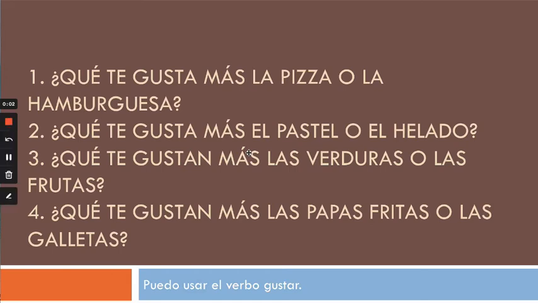Hola clase. Today we're going to learn a little bit about the verb gustar and do some reviewing from a topic that we looked at much earlier this school year. So our meta for this lesson is puedo usar el verbo gustar. I can use the verb gustar.